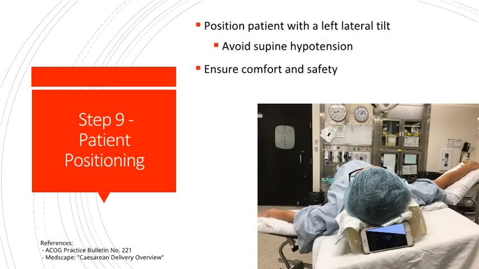Position the patient lying slightly to the left, approximately 15 degrees, to avoid supine hypotension caused by aortocaval compression. This can be done by tilting the bed or placing a wedge under the right hip. Ensuring patient comfort and safety is very important. As discussed on the last slide, you can consider putting their legs up in stirrups with the hips only slightly flexed if needed. Otherwise, patients are usually supine for cesarean sections.